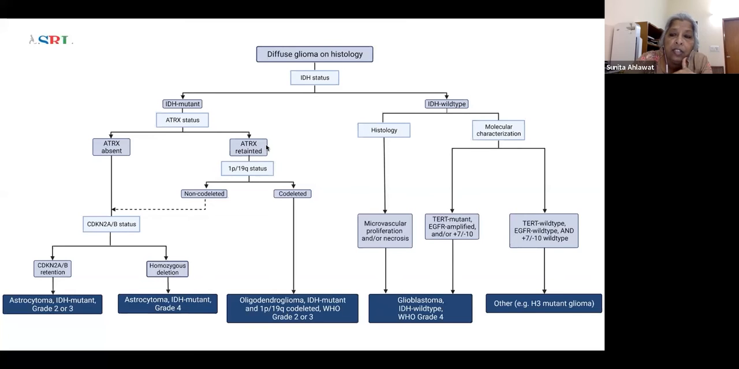If ATRX is retained, do 1p19q FISH. If it is non-deleted, again we come back here. And if it is co-deleted, it is an oligodendroglioma, IDH mutant, 1p19q co-deleted, WHO grade 2 or 3 based on your morphology.